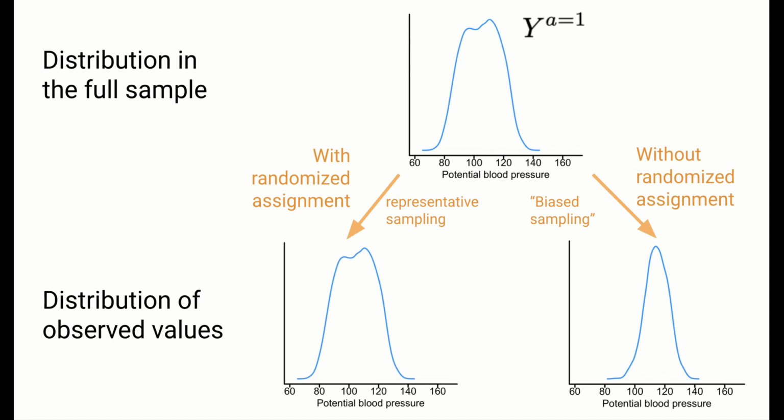When we randomly assign participants to treatment groups, we effectively draw a random, a representative, sample from the full distribution of potential outcomes. The observed outcomes are representative of the full distribution of potential outcomes. They fairly fill in the missing potential outcomes for the untreated. In other words, marginal exchangeability holds under randomized treatment assignment. These same ideas apply to the untreated potential outcome.